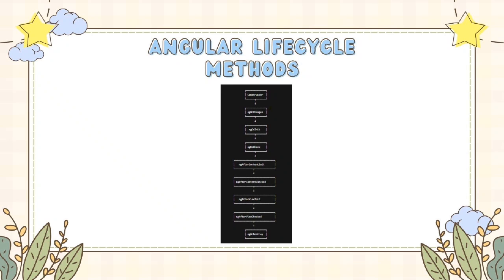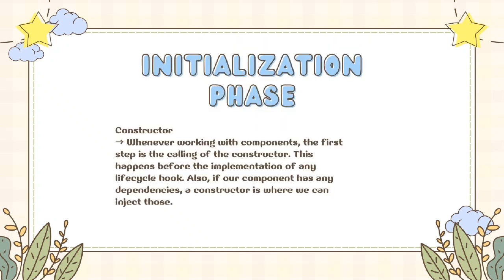Here we have four phases: initialization, content, view and destroy phase. In the initialization phase we will have four: constructor, ngOnChanges, ngOnInit, ngDoCheck. The first one is the constructor.